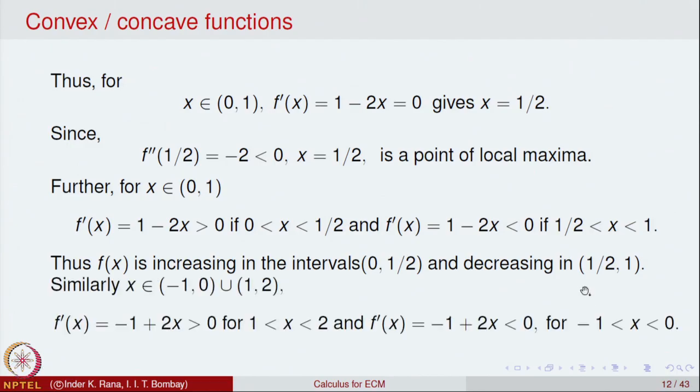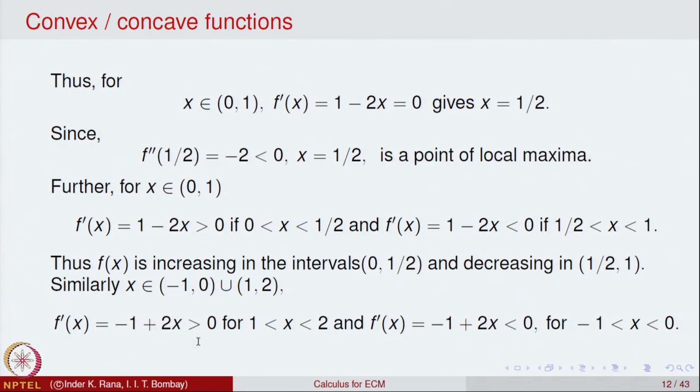We can do a similar analysis for the other parts of the domain. So, namely in minus 1 to 0 and 1 to 2, we know the derivative is minus 1 plus 2 x. So, that will be bigger than 0. That means 2 x is bigger than 1, right. So, in this portion this is going to be positive and it is going to be less than 0 in minus 1 to 0.